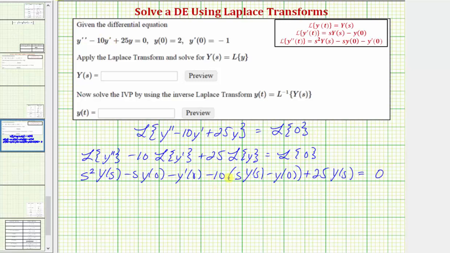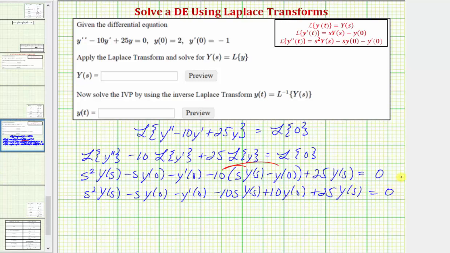Now let's clear the parentheses here by distributing. The other terms will remain the same. So we'll have minus 10s big Y of s plus 10 y of 0, and then we have plus 25 big Y of s equals 0.